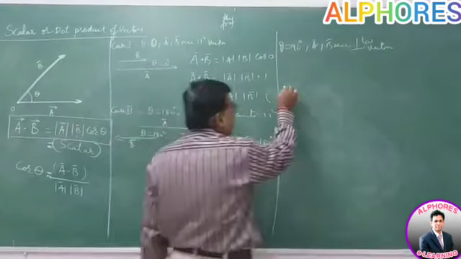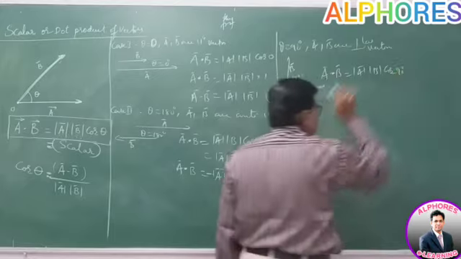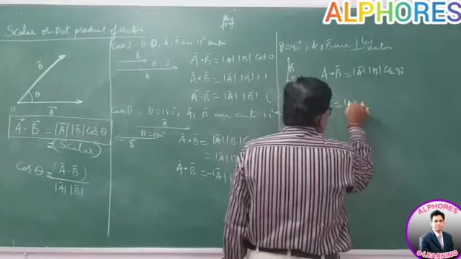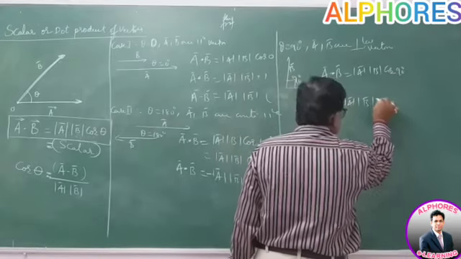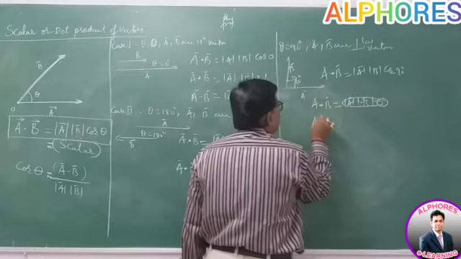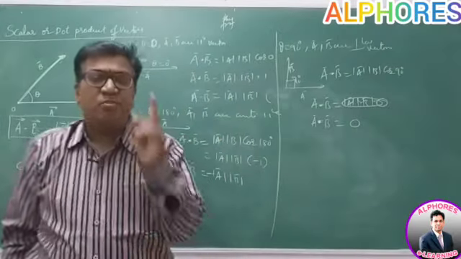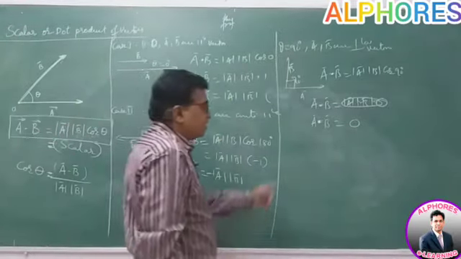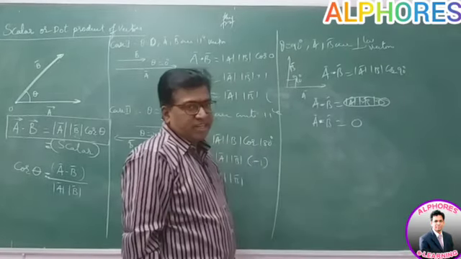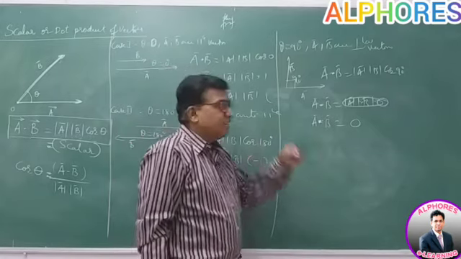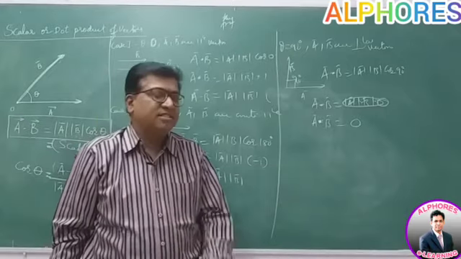According to the formula, A dot B is equal to mod A mod B, cos of the angle between them, which is 90 degrees, so cos 90. Well, cos 90 is 0, so the whole thing is 0, and the dot product of two vectors is equal to 0. For two perpendicular vectors, two orthogonal vectors, the dot product is always equal to 0.